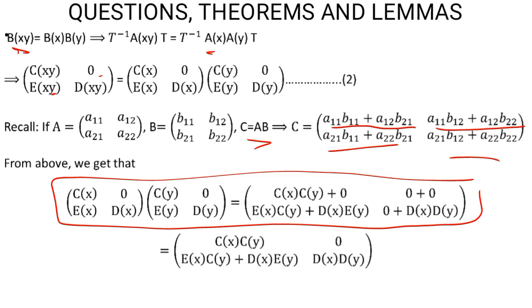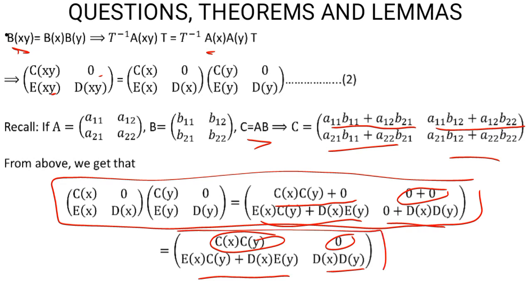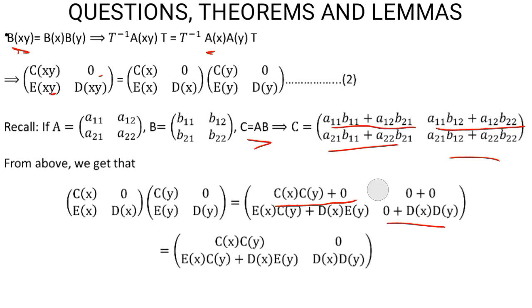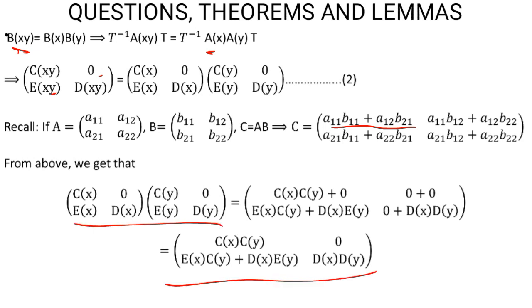Simplifying further, you can see that this plus 0 is just simply this, and this plus 0 plus 0 is 0, and this term remains just as it is, and 0 plus this is just going to give us this. So that's how we arrived at this value here. Okay, so all you need to do is remember your multiplication for a 2 by 2 matrix. Okay, so we found that the multiplication is going to give us all of this.